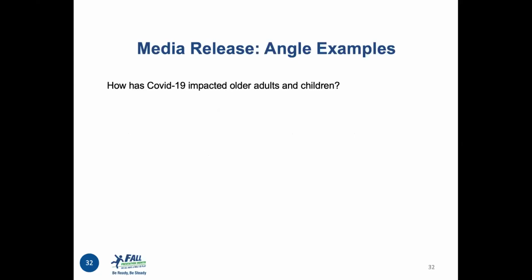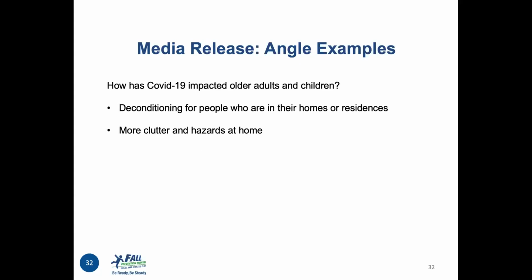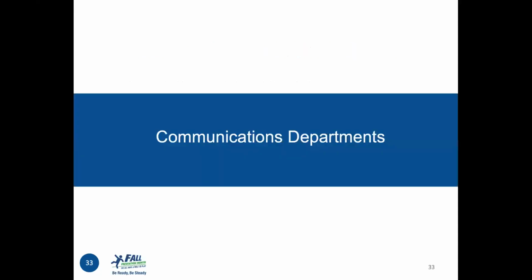So some examples, and this is really relevant for this year, you want to think about relevancy. This year, how has COVID-19 impacted older adults and children? People who are restricted to their homes or residences experience deconditioning, which can impact their risk of falls. There's more clutter and hazards at home if children are being homeschooled. They're not out of the house for really long periods of time as they may have been before. They're not able to attend outside events and activities as much as they were before.